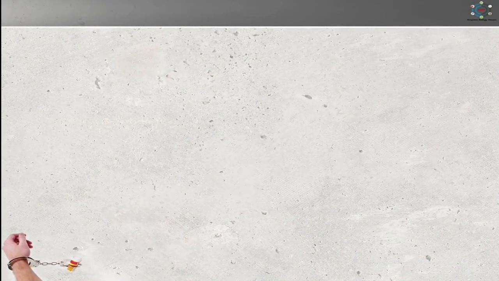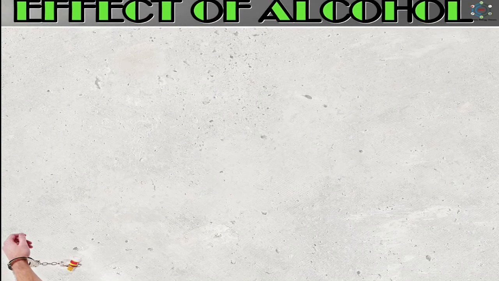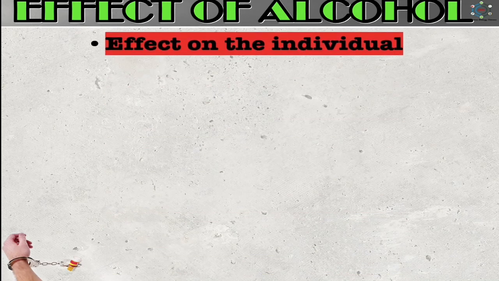Now after this, what are the effects of alcohol? So alcohol affects not only the individual but also his family and the society as a whole. If we talk about the effect on the individual, alcohol reaches all body organs. Therefore, all of them are affected. However, certain organs may be affected more than others. So, some effects of alcohol on body organs are mentioned here.